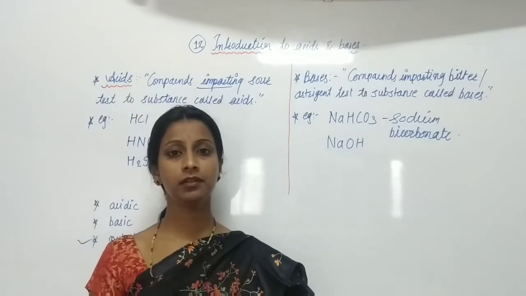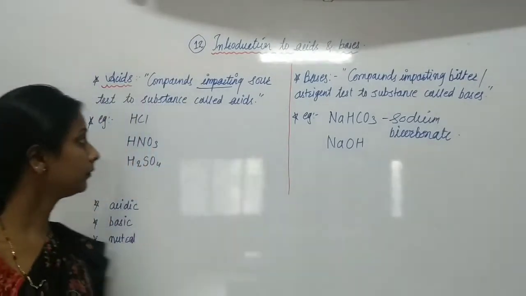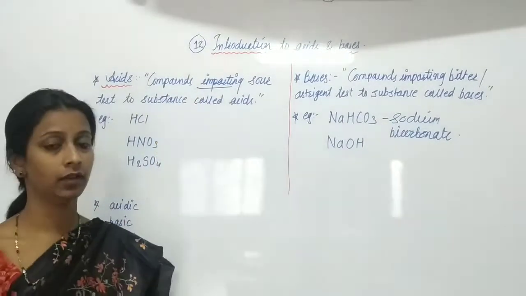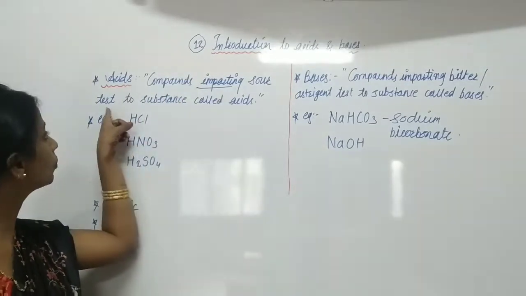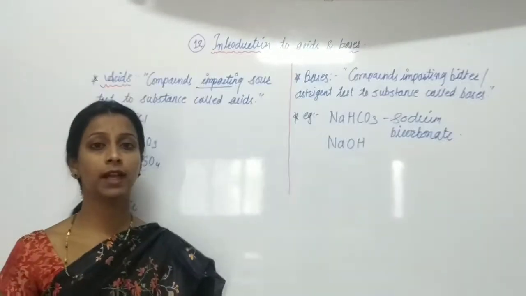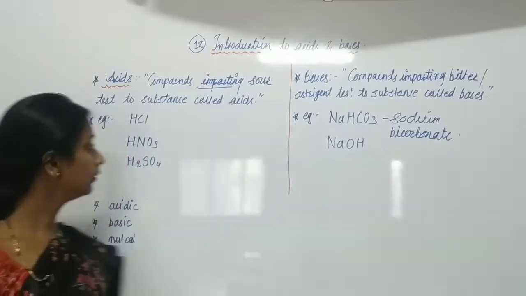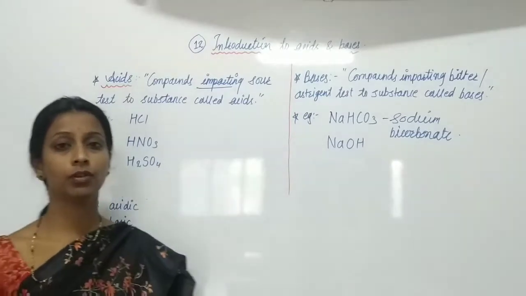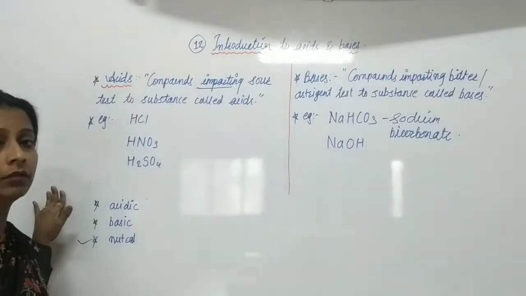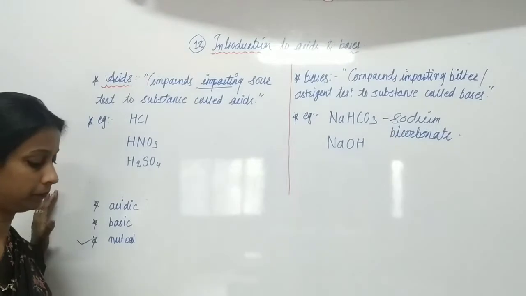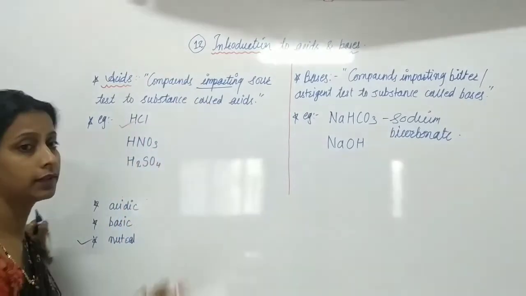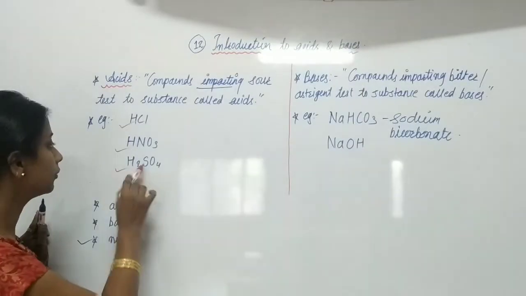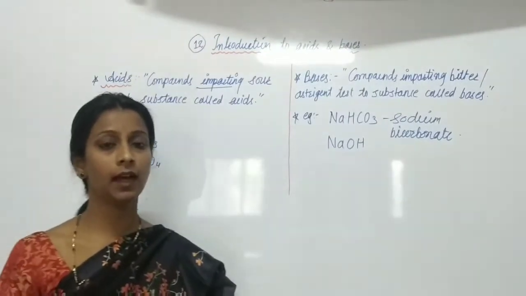Okay, so let us see the definition of acid here. The compound which imparts sour taste to a substance is known as acid. And here the examples of acid are given: HCl, HNO3 and H2SO4. These are the chemical formulas of those particular acids. HCl is hydrochloric acid, HNO3 is nitric acid, and H2SO4 is sulfuric acid.